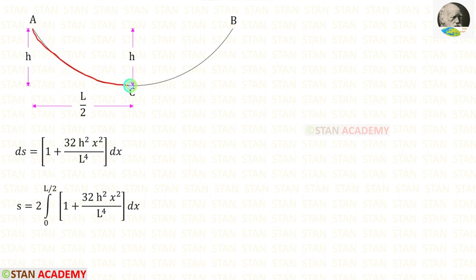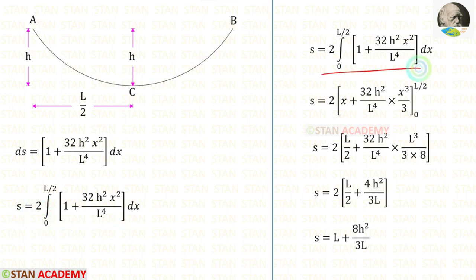Now, to find the length of the cable AC, we have to integrate DS. The limits for the integration will be 0 to L upon 2. But there is one more part, that is CB. We know that length of AC and CB should be same. So to find both of these lengths, we have to multiply the integration with 2. Now let us start integrating. When we integrate 1, it will be x. And when we integrate x square, it will be x cube upon 3. Then we have to apply the limits. Only apply the upper limit. No need to apply the lower limit because it is 0.